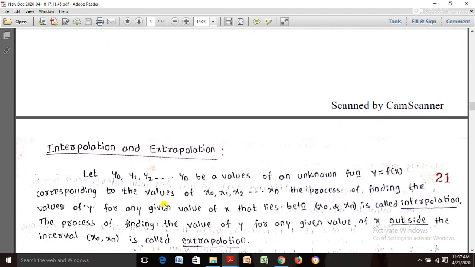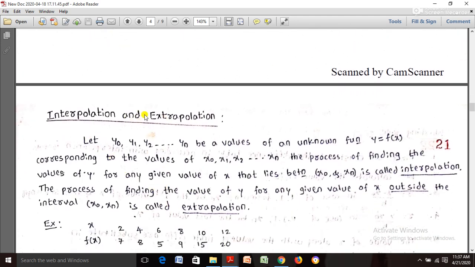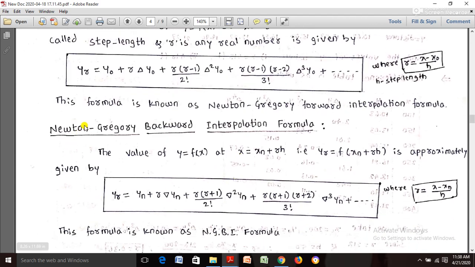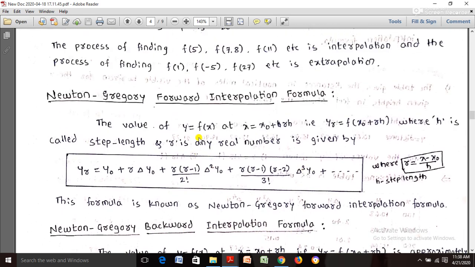So now the formulae. Interpolation means Newton forward interpolation formula. This is Newton forward interpolation formula, and this is Newton backward interpolation formula. These two formulas are very important here.